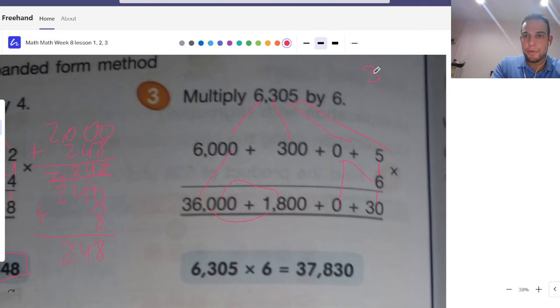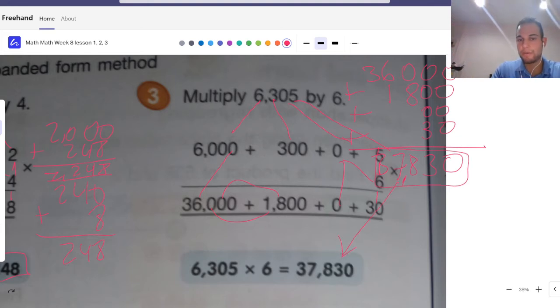We have 36,000 plus 1,800 plus 0 plus 30. Okay? And let's add this down. We have 0, 3, 8, 7, and 3. So the answer is 37,830.